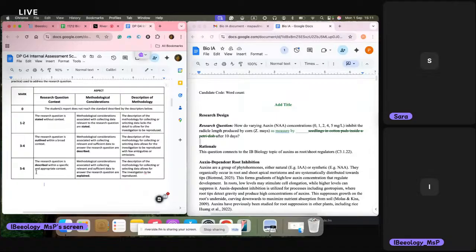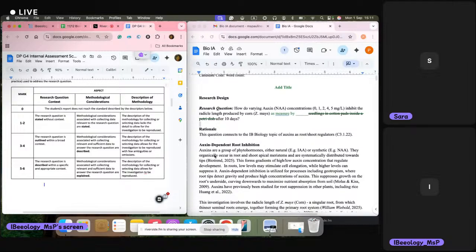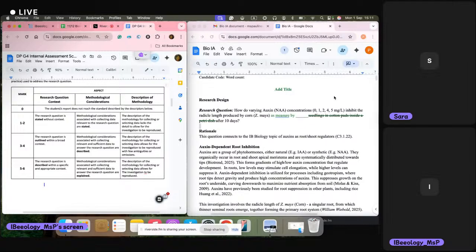The research question is described within a specific and appropriate context. Could you tell me more about your research question? What I mean by that is, what is your manipulated variable, your IV, your responding variable? So let us know what your research question is, and how it's structured.